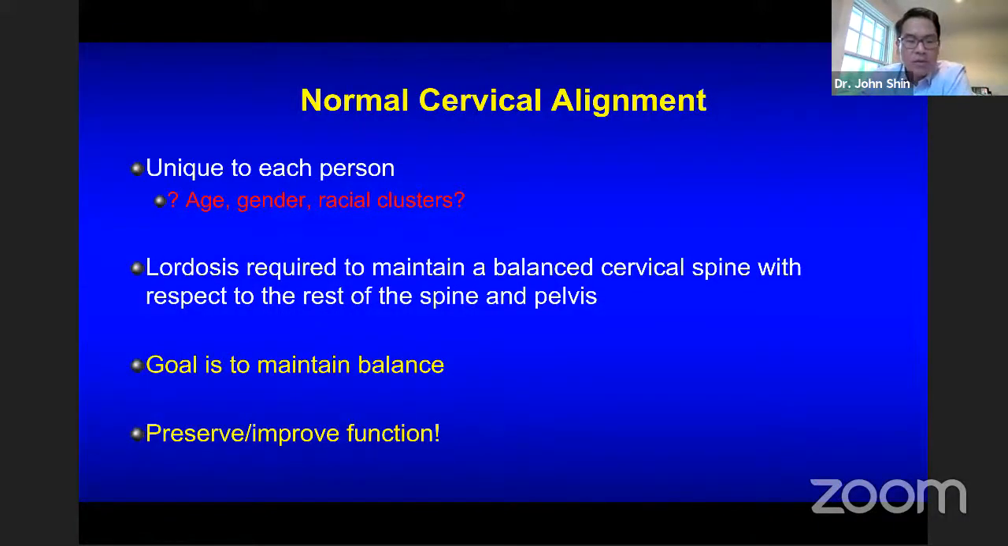So normal cervical alignment is unique to each person, right? And there's a lot of data. You can do a PubMed search and you can see that this may vary by age, gender, different racial clusters, different ethnicities. We see these patterns. And when you look at international journals and what's being published, there are really great insights there. The goal is to maintain balance, and we want to preserve and improve their function.